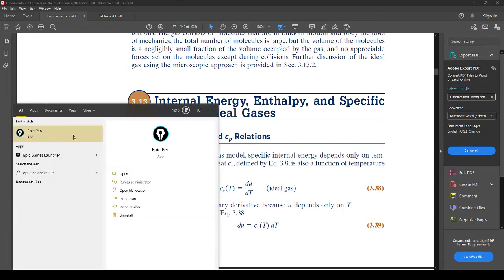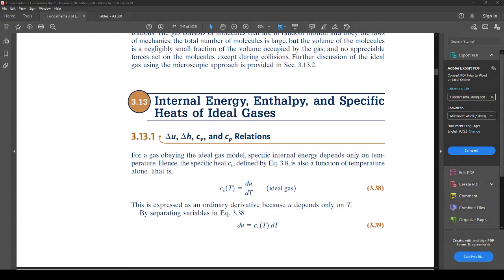So there's a couple things I want you to take away from this. There's not a whole lot of questions that you will ever get asked about this specific chapter, but there is something very important about this chapter, and it has to do with evaluating these two when you have an ideal gas. So we're going to go ahead and look through this.